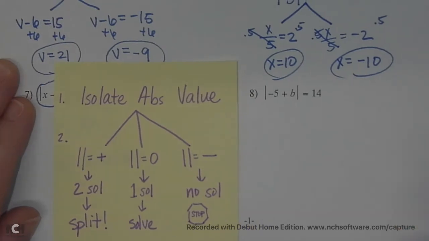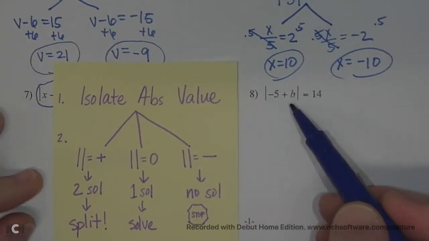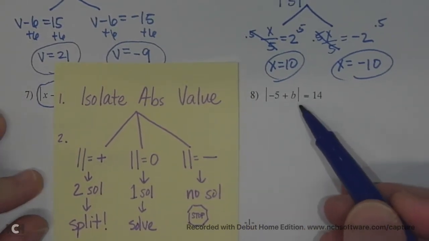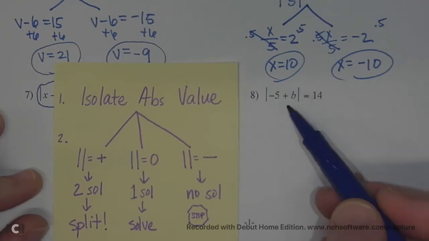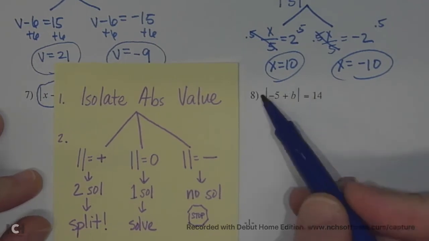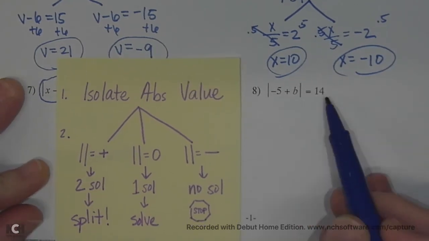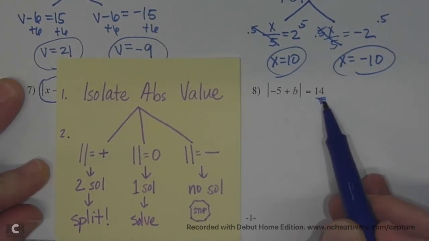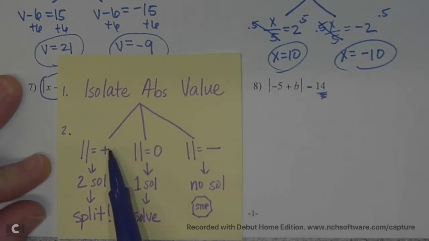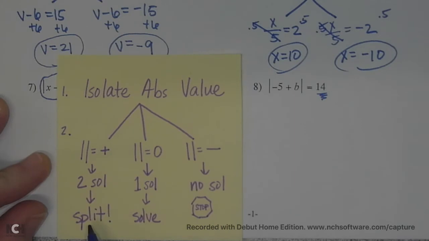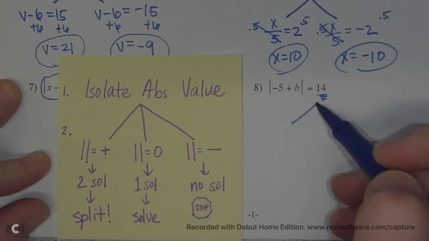Okay, in number 8, we have the absolute value of negative 5 plus b equals 14. Now, is the absolute value part already isolated? Yeah, it is. It's alone over here on its side of the equal sign. So let's go to step 2, which is to evaluate what number is over here on the right-hand side of the equals. It looks like it's a positive number, and when you have a positive number, you know there's going to be 2 solutions, so we better do our split. Let's split it up right now.